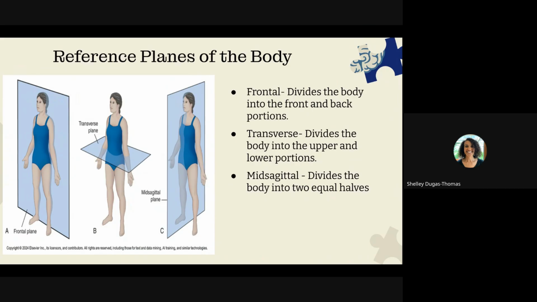Imagine dividing the body along 3 imaginary lines to view internal structures. These are our reference planes. Frontal, which is anterior and posterior, slices the body into front and back portions. Transverse, horizontal, cuts horizontally, separating the upper, superior, and lower, inferior halves. A mid-sagittal, which is median, slices directly down the middle, creating two perfectly equal left and right halves.